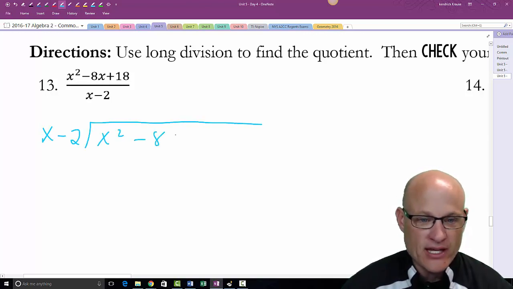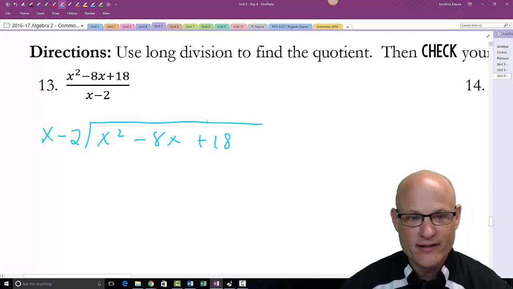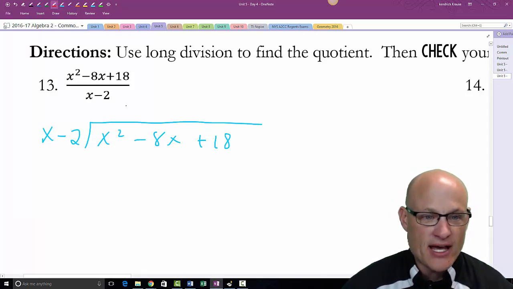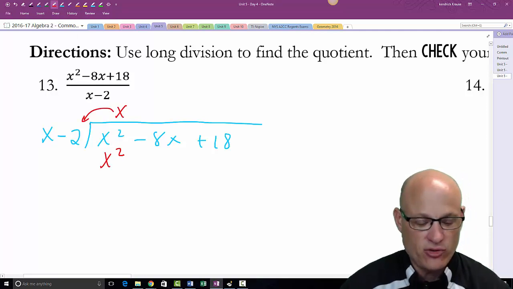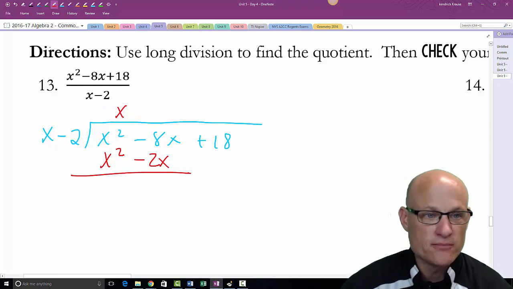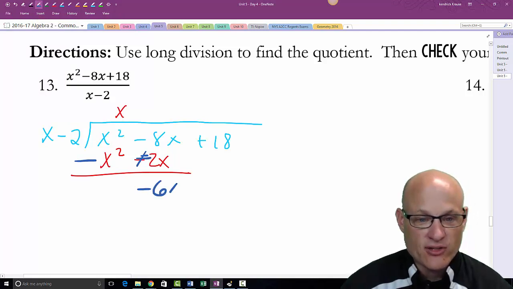X squared minus 8x plus 18. Now, the good thing is I only gave you a quadratic. So x times x is x squared. So this gives me x squared. X times negative 2 is negative 2x minus, but those minuses make a plus. So I end up with negative 6x plus 18.